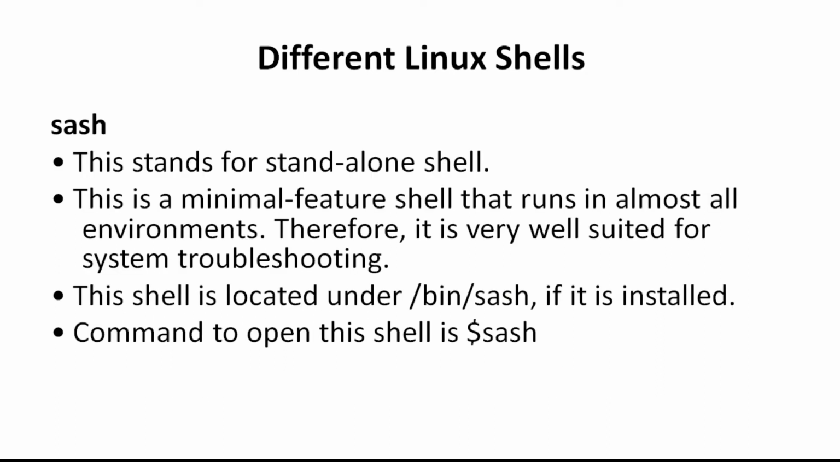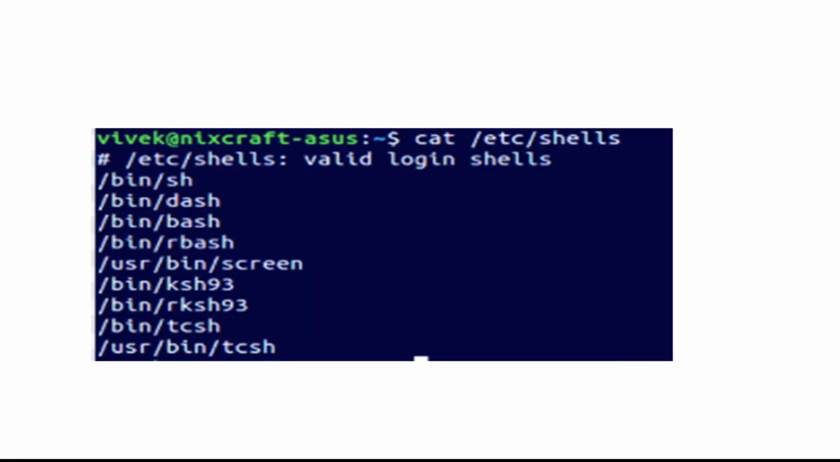Then the next shell is called the sash shell. This shell stands for standalone shell, and it has only minimal features, which means it runs in almost all environments, and it is well suited for troubleshooting purposes. The shell is located in /bin/sash if it is installed, and the command to open this shell is $sash. If I want to check which shells I have on my PC, the command is cat /etc/shells.